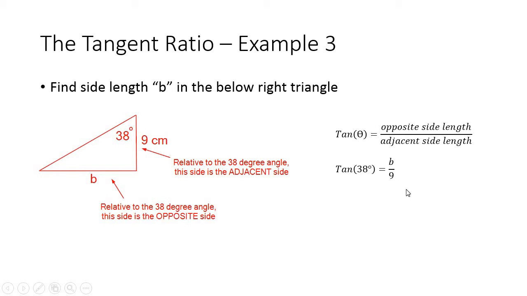So plugging into our formula, we have 38 degrees is our angle. We have b is our opposite side length, and 9 is our adjacent side length. We want to solve for b, so we need it by itself. So we're going to multiply by 9 on the right-hand side. Those 9s will cancel. Do the same thing on the left to keep the equation balanced. So we get b equal to 9 times tan 38 degrees. Plug 9 tan 38 degrees into your calculator, and you'll get b equal to 7.0 centimeters.